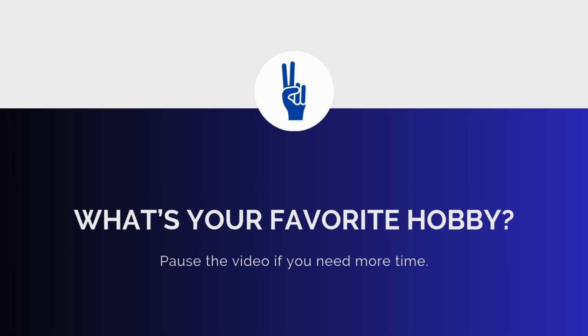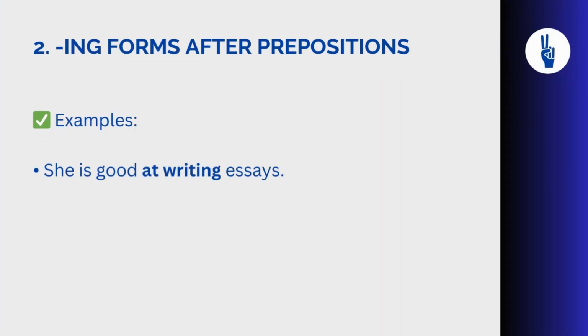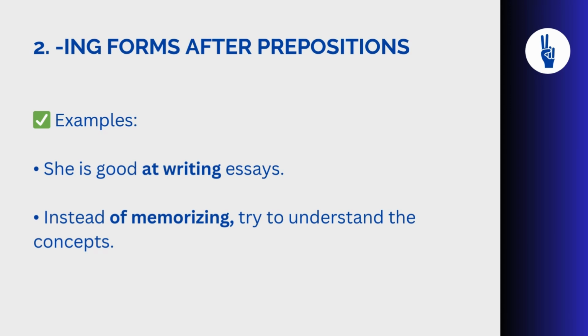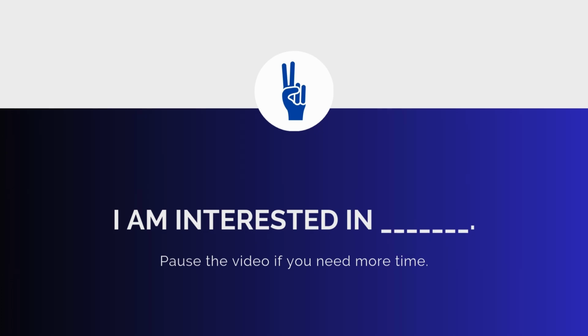in the comments. After prepositions on, in, at, about, of, without, etc., we use the ing form of a verb. Look at these examples. She is good at writing essays. Instead of memorizing, try to understand the concepts. Complete the sentence, fill in the blank with an ing verb.